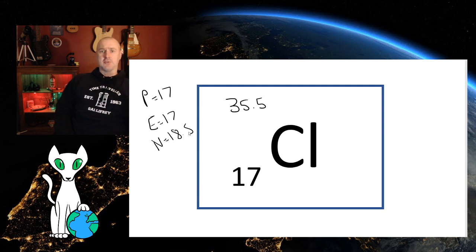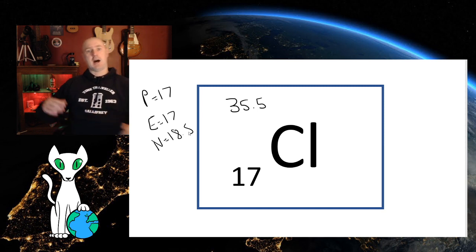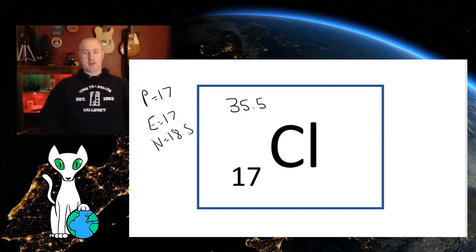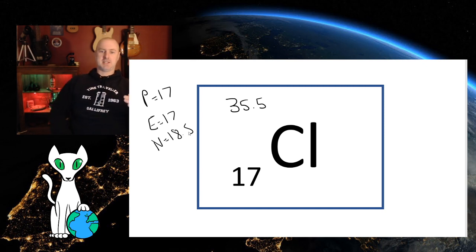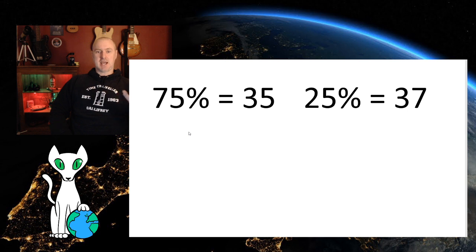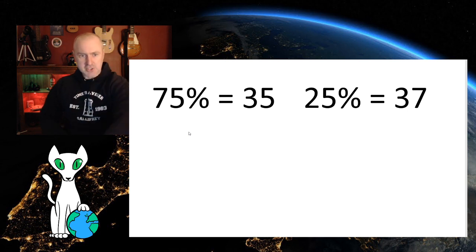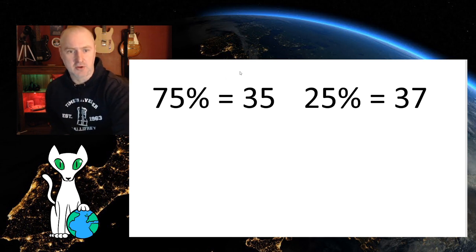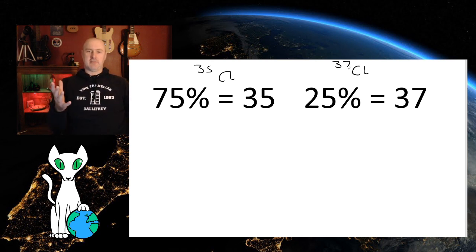But basically, there are 2 isotopes of chlorine. One has 18 neutrons to give it a mass number of 35, and one has 20 neutrons to give it a mass number of 37. And they actually have this split in nature, okay? So 75% of our chlorine atoms have a mass number of 35, and 25% have a mass number of 37. So how do we arrive at that number of 35.5?